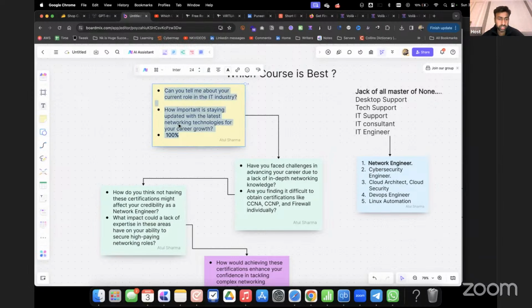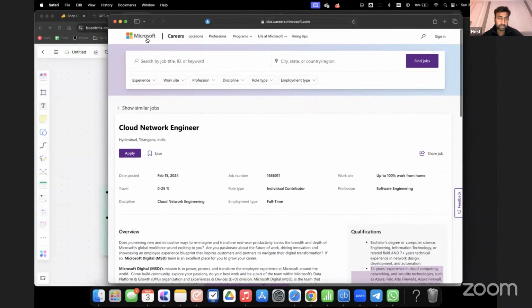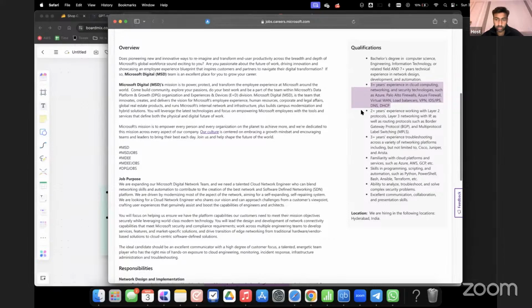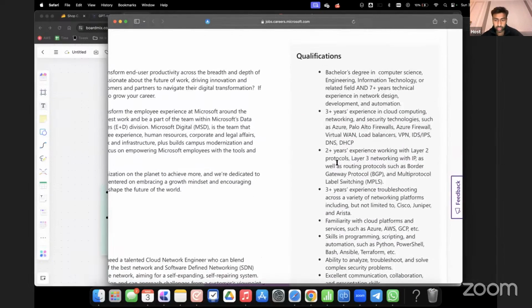So now another question, how important is staying updated with the latest technologies? So if you have chosen that, okay, I want to become a network engineer, I've already shown you that if you are planning to get into companies like Microsoft, they are asking you a lot. They are asking you to have routing, switching, OSPF, BGP knowledge. They are asking you should have Azure, Palo Alto, load balancer, VPNs, IDS, IPS. Means they are asking you everything, right?